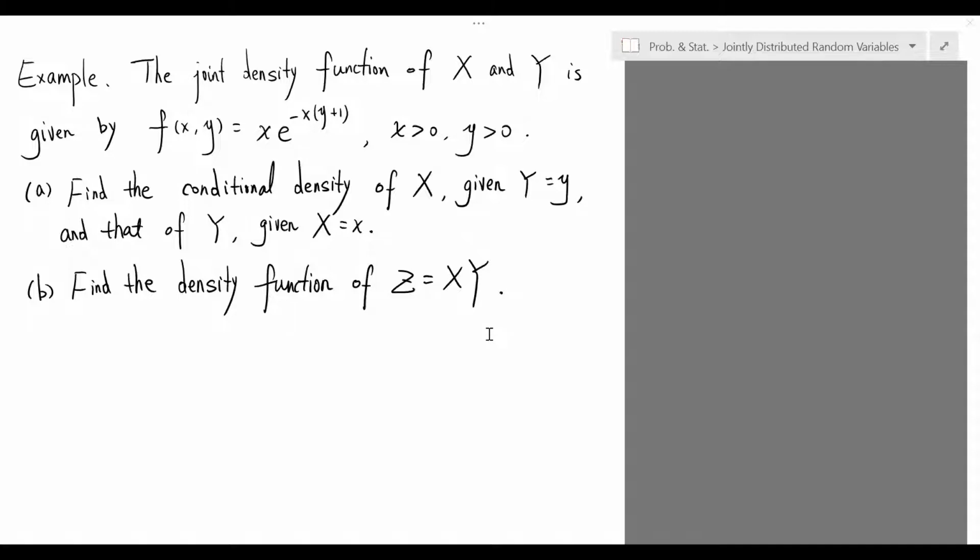Part A. Find the conditional density of capital X given capital Y equals y, and that of y given capital X equals x. Part B. Find the density function of z equals x times y.